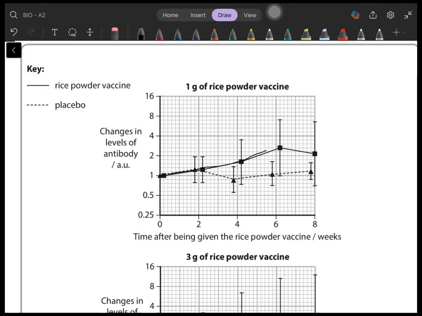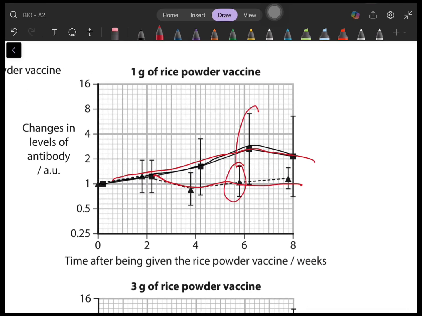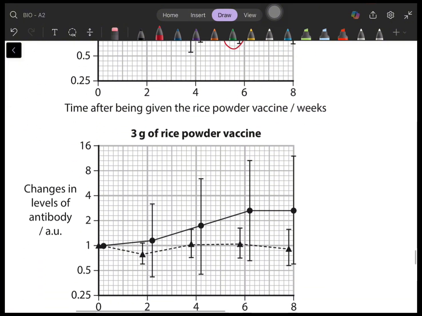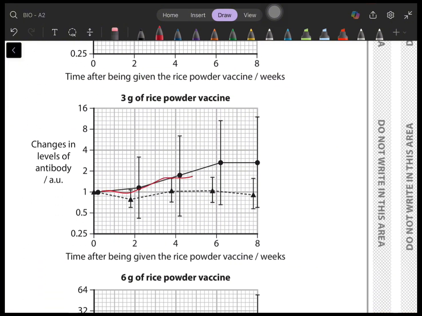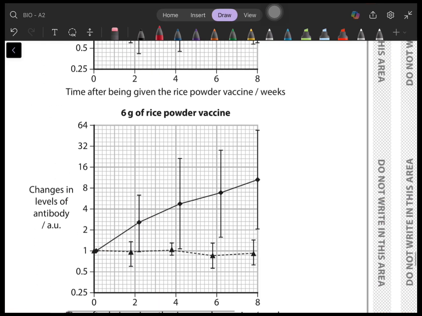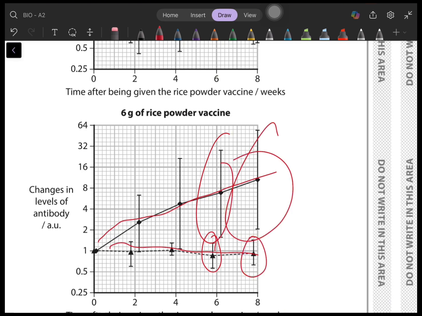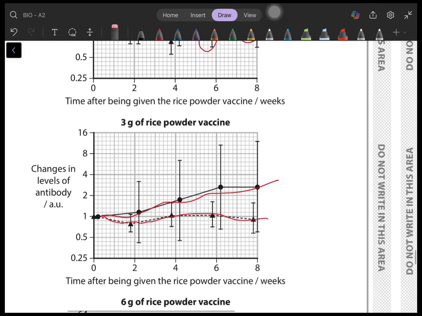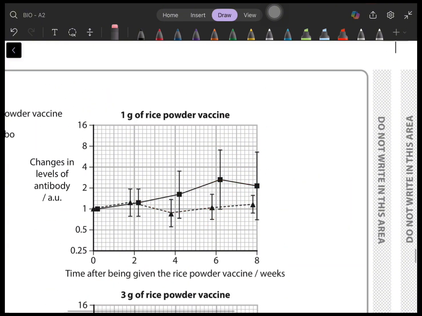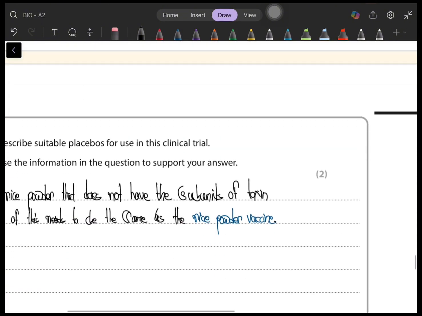For rice powder, I could see that it is going to be greater than the placebos. And also one thing for sure is that there are error bars, right? All right. For 3 gram, same, rice powder has a greater effect on the levels of antibody than placebos. For 6 gram, rice powder again has the greatest levels. Then what I could see from here is that these error bars aren't overlapping, which means that the data are significant, right? There is a significant difference in the data. Right, so let's just move on to the question.